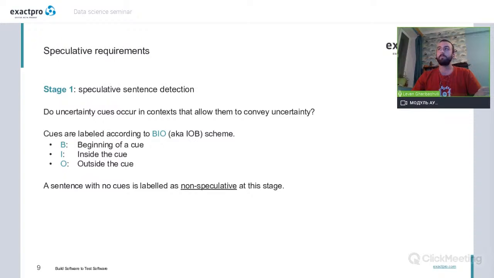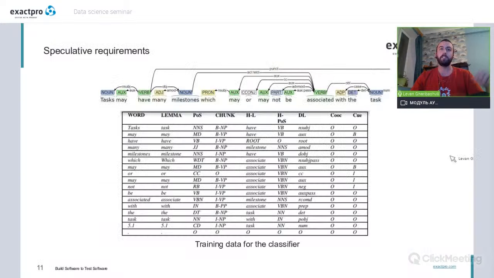It's a general scheme that many people use. And it works like this. We have 3 different kinds of labels, B, I, and O. So it's called the BIO scheme. B means that it is the beginning of a cue. I means it is inside the cue. And O means it is outside the cue, so it's not an uncertainty cue. So let's look at an example.